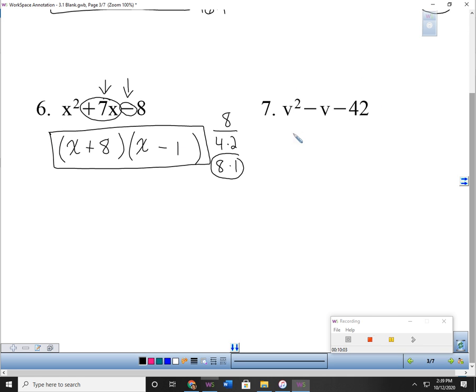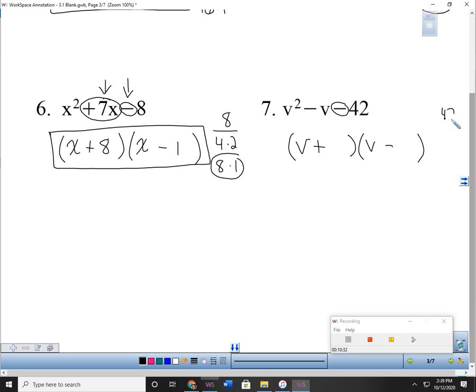Okay, number 7. No common factors, right? So I'm going to split into two binomials. I have a minus in the back. That means what? A positive and a negative. And then to get v squared, I would need v times v. And then these back two numbers have to multiply to make the 42.